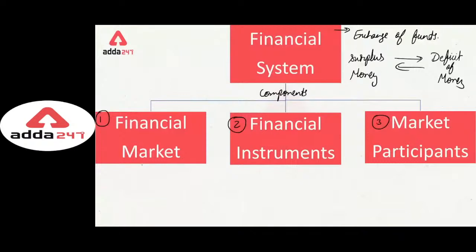Financial market is the market in which the exchange of funds will be done, and this market is of two types. First is your money market, and second is your capital market. In money market, we exchange funds for less than 1 year, and in capital market, we exchange funds for more than 1 year. So these are the financial market in which exchange of funds will take place.